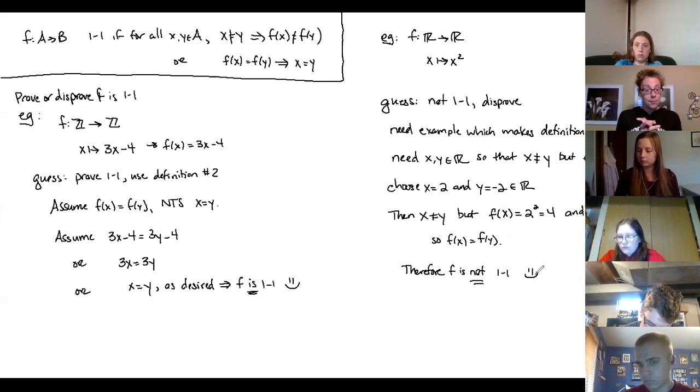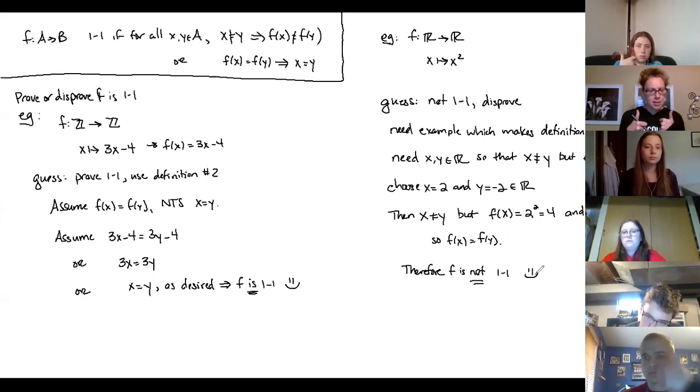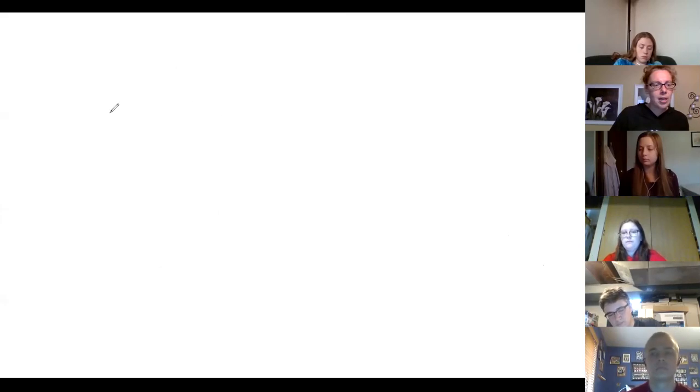Make sense on a disproof? Specific example, and then you got to show me that your counterexample works. Everybody good on a disproof? Give me a thumbs up. Yes, good. Happy there? Yes. All right, cool. We've done example 1 and example 3. While you're picking a number next, let me put my definitions back up here.